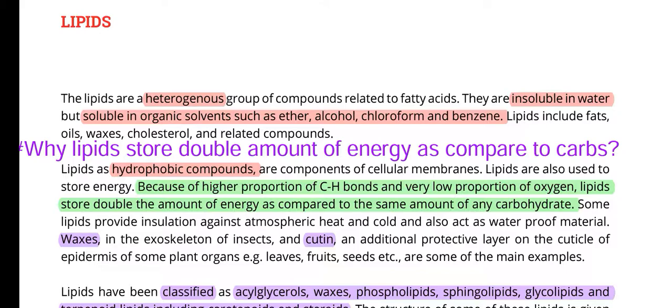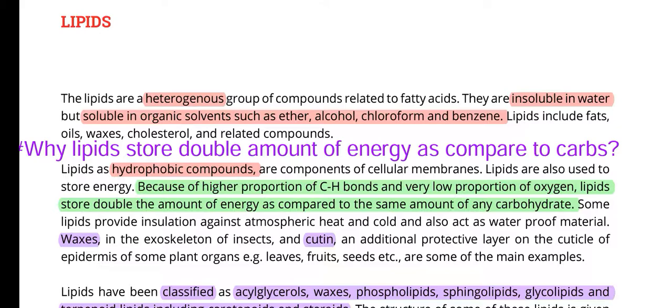What is meant by heterogeneous? Actually, heterogeneous means they are composed of different molecules, like they are comprised of fatty acids and glycerols and different things. So we can say these are called a heterogeneous group of compounds.